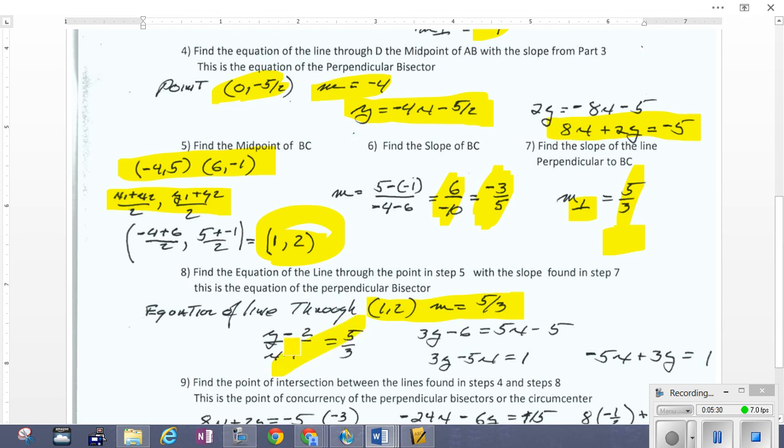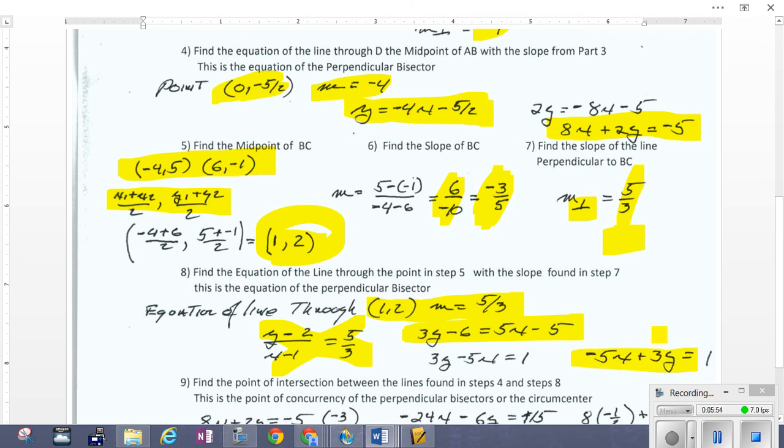We cross multiply, which gives us 3y. Don't forget when you cross multiply to distribute: 3 times y minus 2 is 3y minus 6, and 5 times x minus 1 is 5x minus 5. I'll put that in standard form, as shown here.